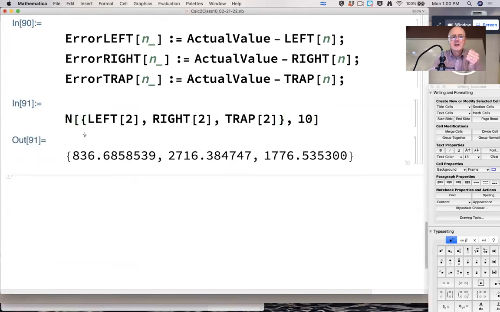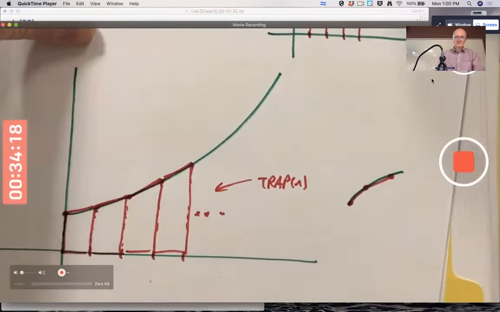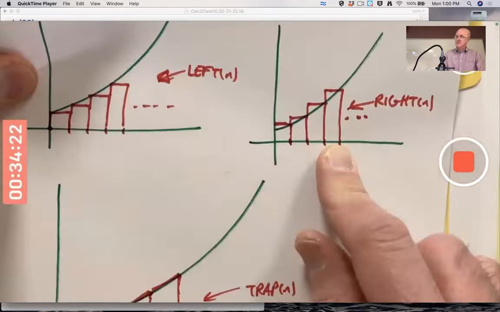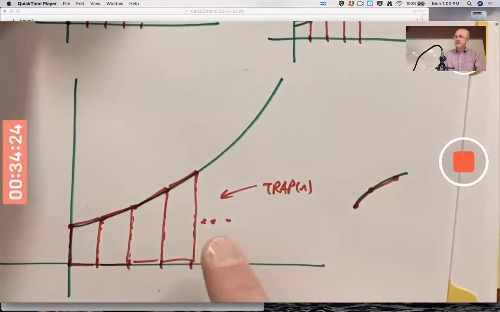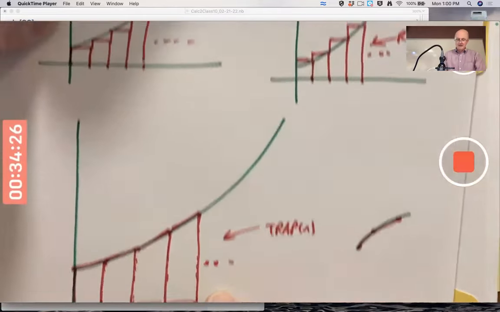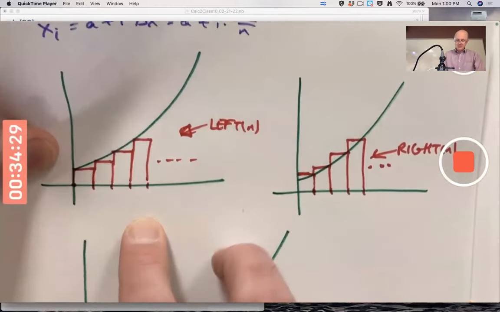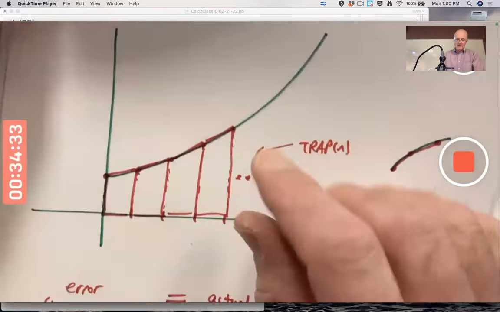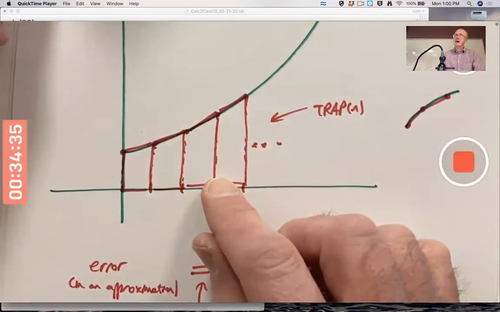There they are. The left-hand rule is too small. The right-hand rule is too big. The trapezoid rule is a lot closer, but a bit too big. Right? That's what we predicted. The left-hand rule is going to be too small, the right-hand rule is going to be too big, and the trapezoid rule is going to be a bit too big. Left was too small, right was too big because the function's increasing. Trapezoid rule is too big because the function is concave up.